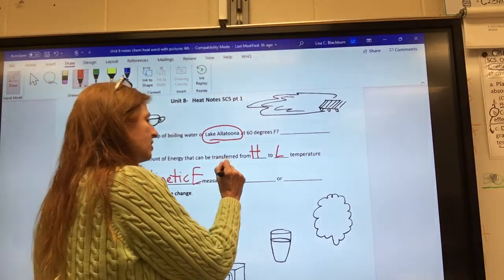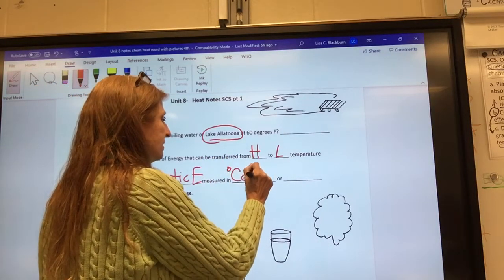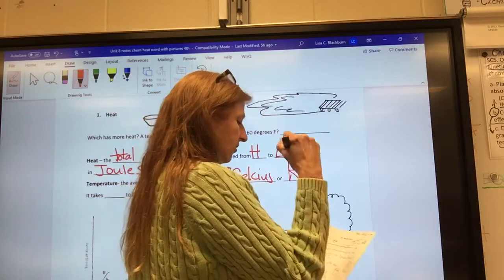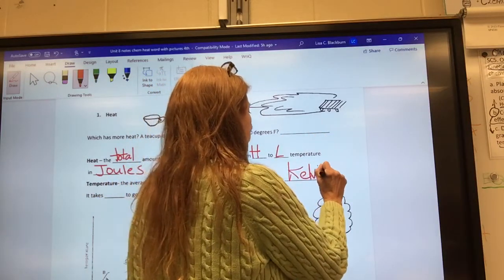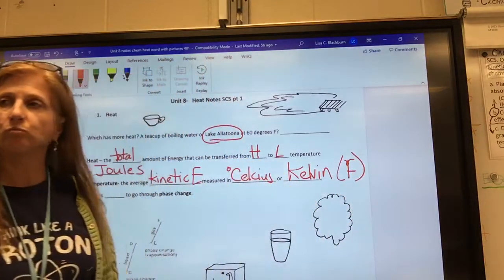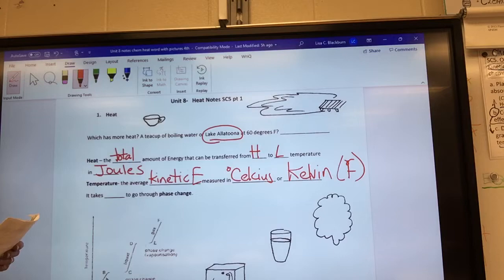And in science class, it's measured in degrees Celsius or Kelvin. And Kelvin doesn't have any degrees. It's just Kelvin. Too cool for degrees. But in English, we do Fahrenheit degrees. So that's what you normally think of.